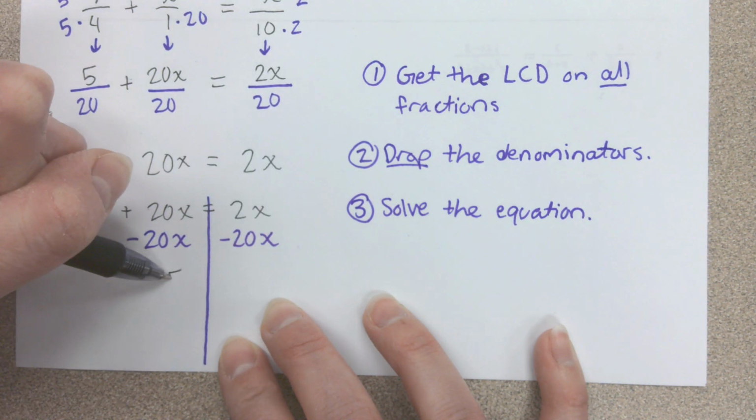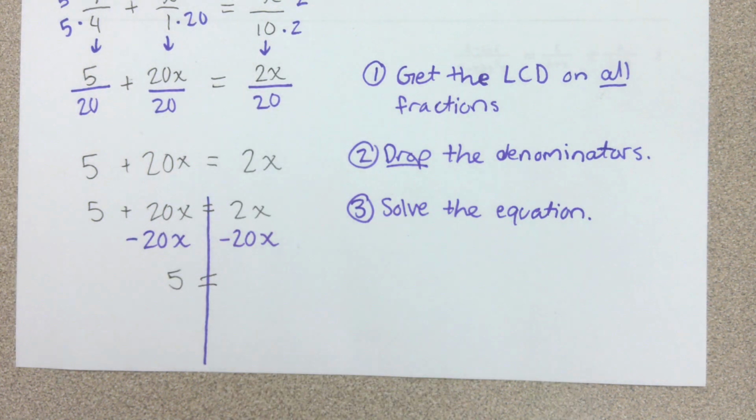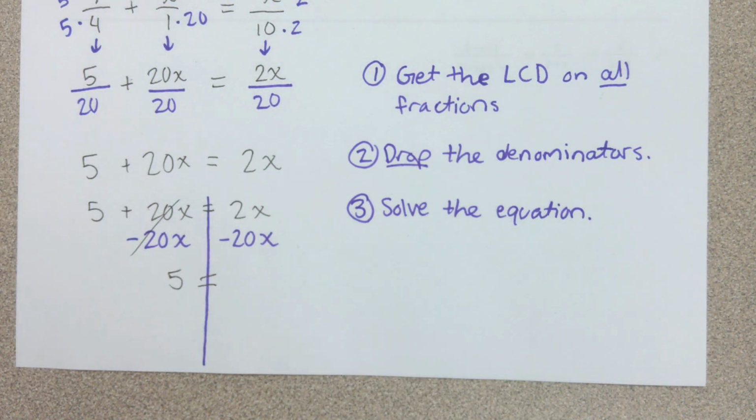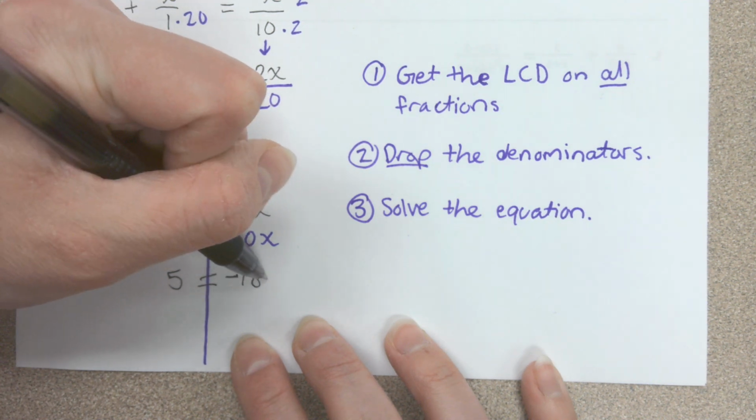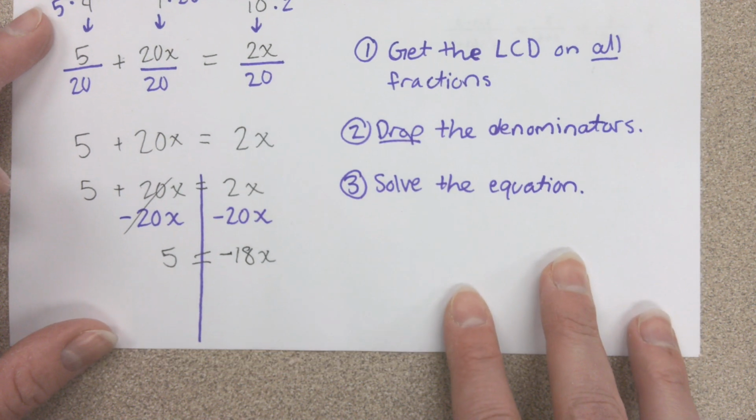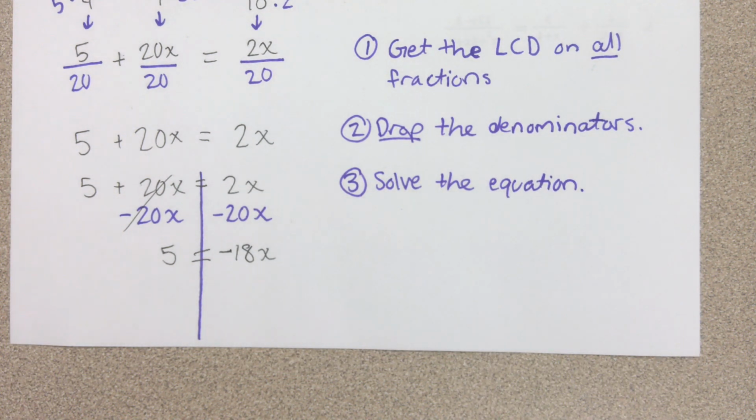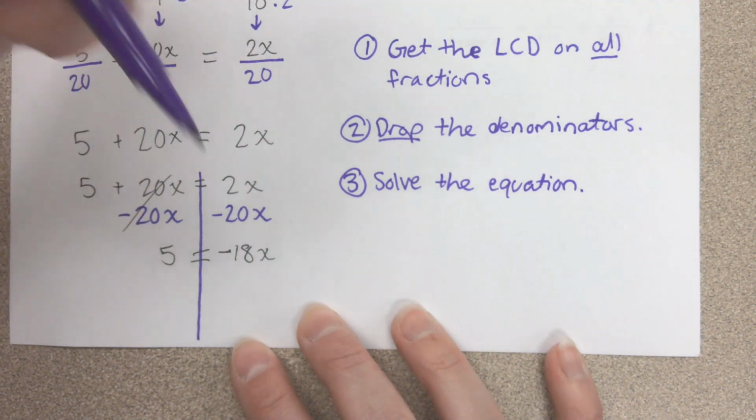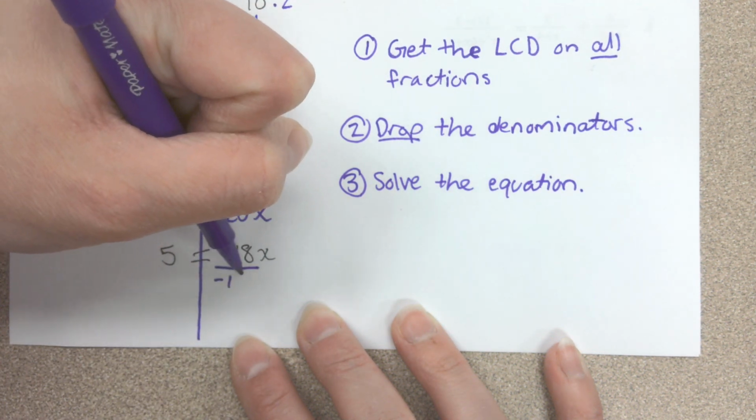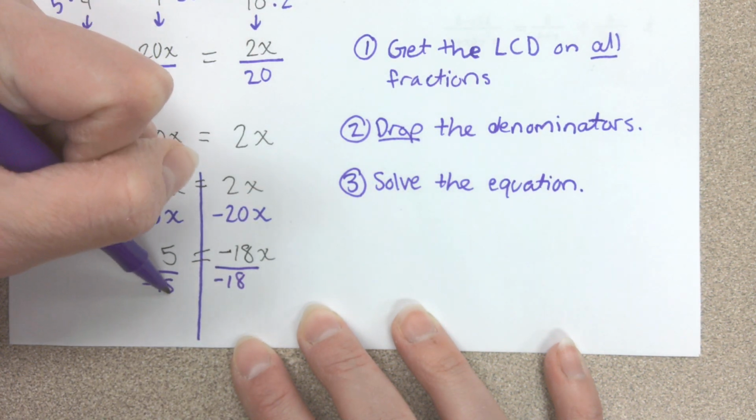Bring down the 5. And you can cancel out the 20s if you like. Bring down the 5. 2 minus 20, that's negative 18. Don't forget the x, negative 18x. One more step and that's it. What is my final step? Divide by 18. Yep. You divide whatever is attached to the x. So I'm going to divide by negative 18. Leave the x on the right side. It's doing all right over there.